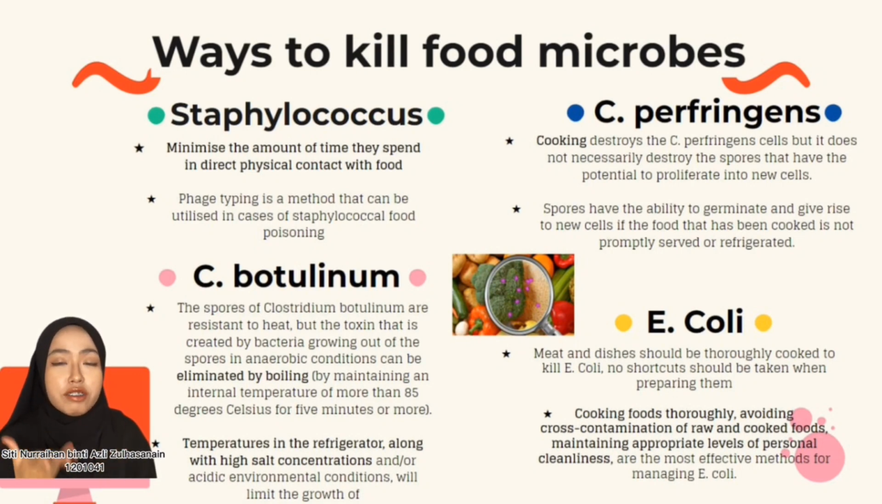For food safety reasons, it is important to take precautions at every step of the food production process, from planting seeds on the farm through packaging and serving the final product. Cooking foods thoroughly, avoiding cross-contamination of raw and cooked foods, maintaining appropriate levels of personal cleanliness, and maintaining enough levels of sanitation are the most effective methods for managing E. coli.